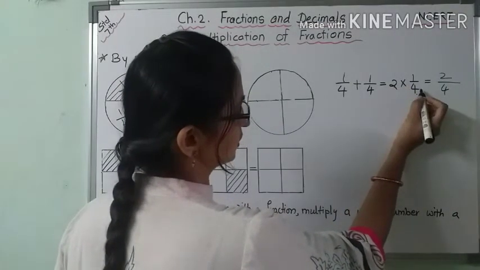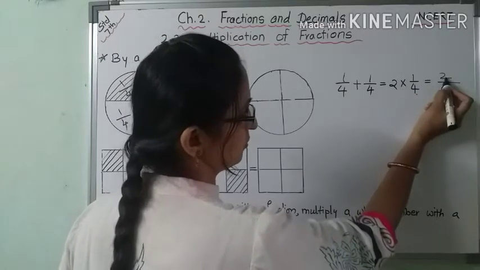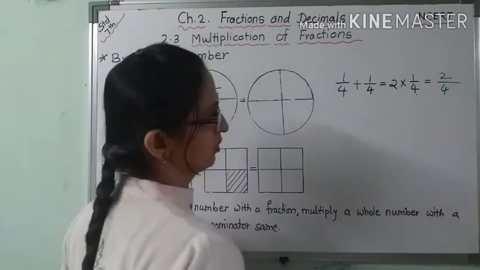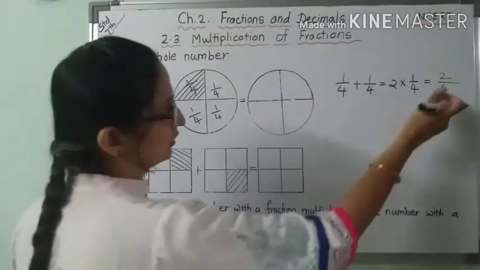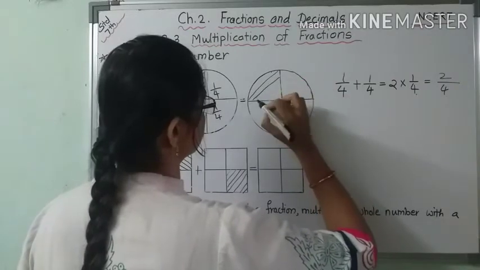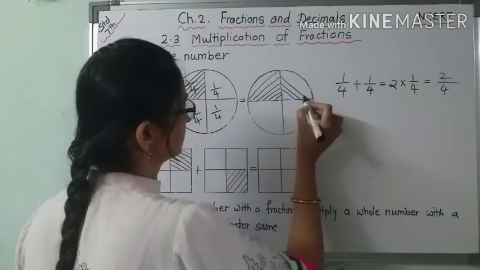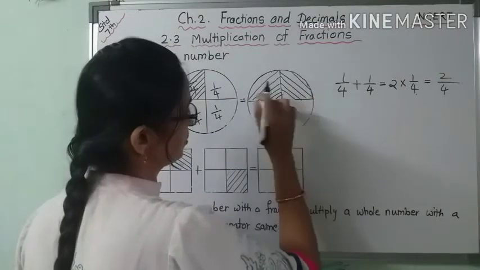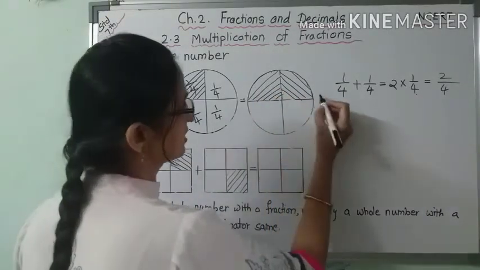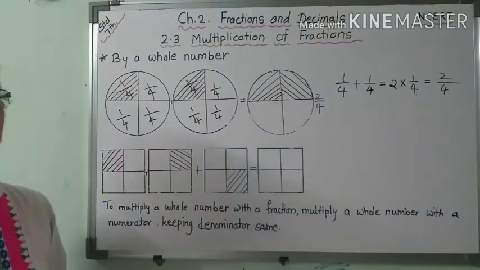While multiplying, you have to multiply this whole number with the numerator, that is 2 ones are 2, and write the denominator as it is, that is 4. The new fraction is 2 upon 4. We can show this fraction by shading two parts, that is, out of 4 total parts, that is 1, 2, 3, 4, 2 parts are shaded. This is 2 upon 4. This shaded part represents 2 upon 4.